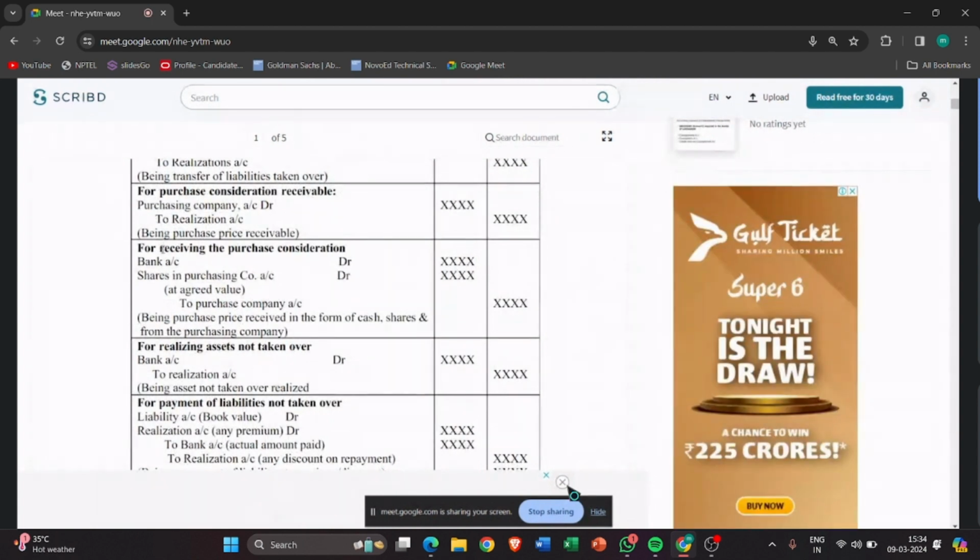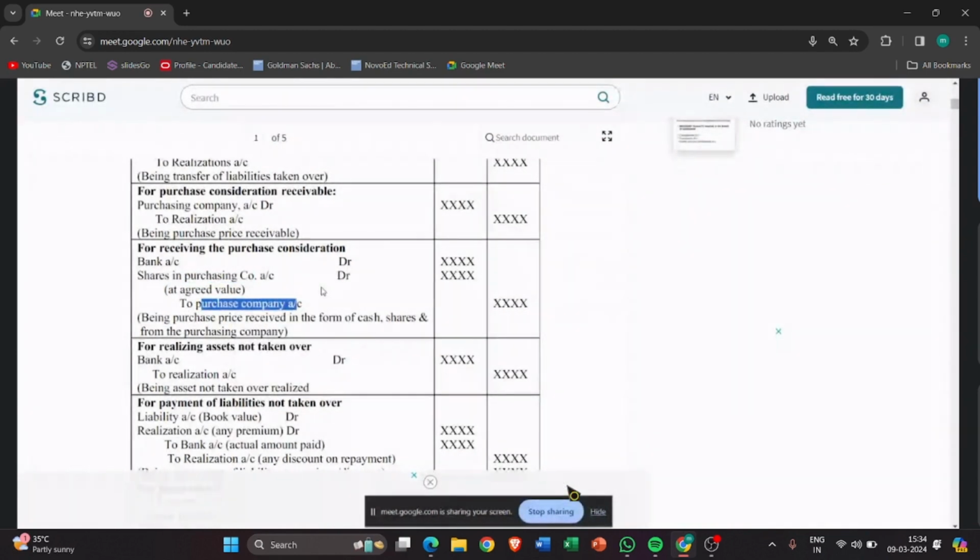Next, we'll have to see, it will be given in the sum, how is the purchase consideration being received? Means how is the other company paying you? Is it paying you only in shares or is it paying you in cash as well? Whatever you receive, you will debit it. So debit what comes in. So cash account debit or bank account debit, shares in purchasing company, that is shares in transferee company account debit to transferee company, because he is the giver now, he is paying us the money, right? That is the journal entry for purchase consideration received.